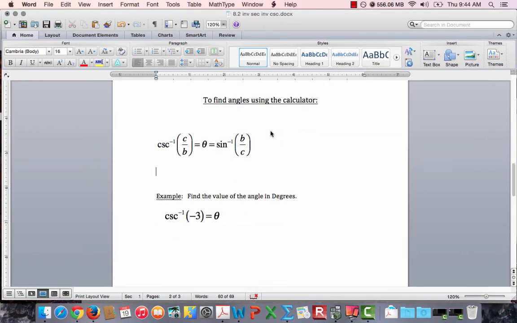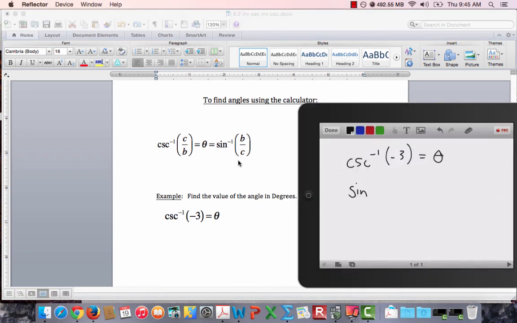Let's look at one more example, but this time using the inverse cosecant function. We're looking at finding the exact value of the angle. We're going to have it measured in degrees, and we're looking at inverse cosecant of -3. In order to evaluate the inverse cosecant of -3, we'll need to consider the inverse sine function because inverse sine is what we have access to on our calculator.